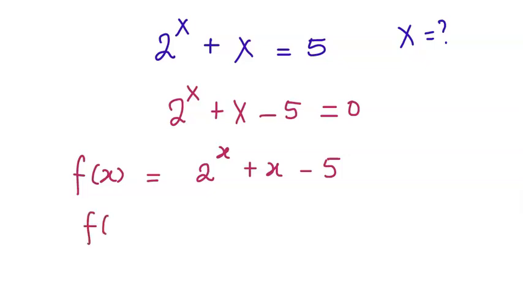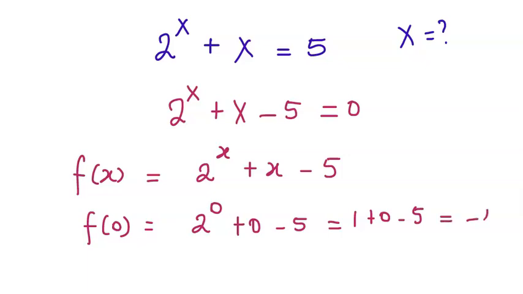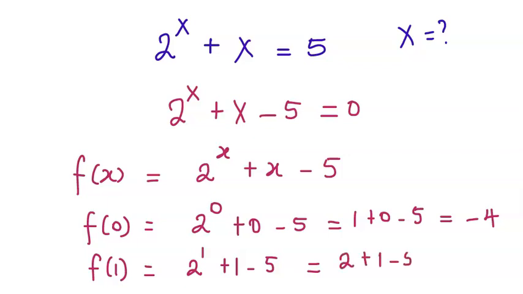So let's compute f of 0. f of 0 is going to be equal to 2 to the power of 0 plus 0 minus 5, right? So this is equal to 2 raised to the power of 0, which is 1, plus 0 minus 5. So this will give us negative 4. So let's check f of 1, okay? f of 1 is equal to 2 raised to the power of 1 plus 1 minus 5. So 2 to the power of 1 is 2, plus 1 minus 5, and obviously this is equal to negative 2.